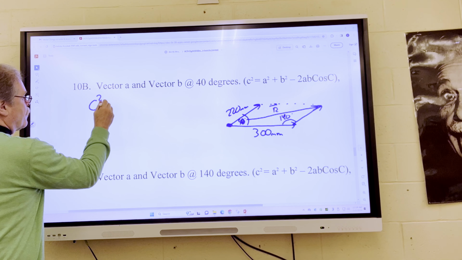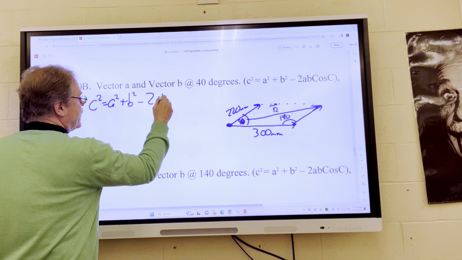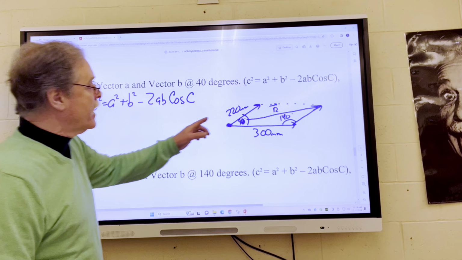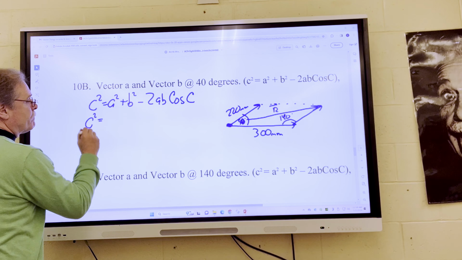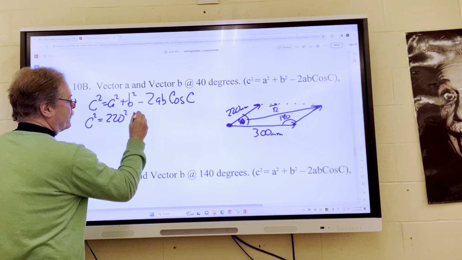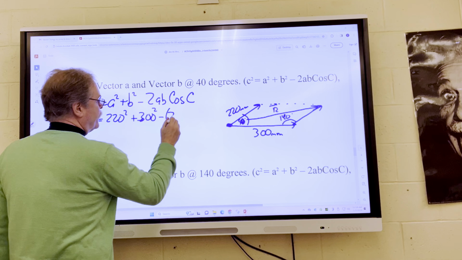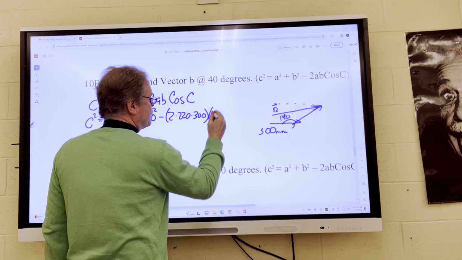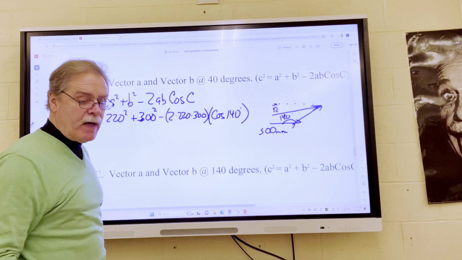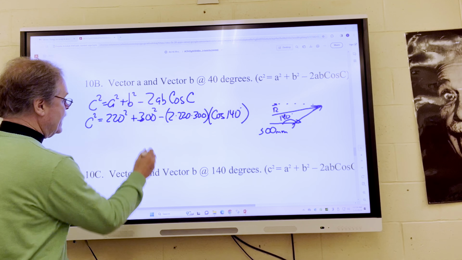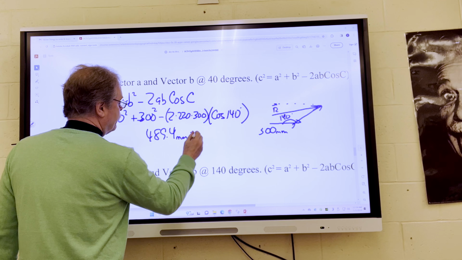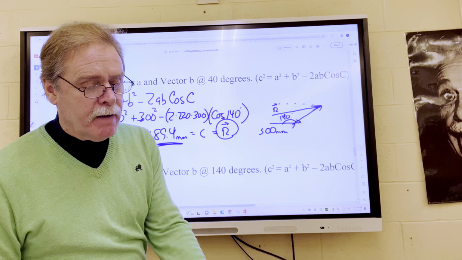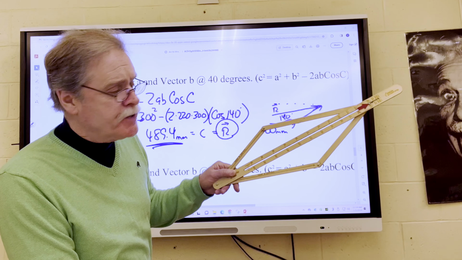You would say c squared equals a squared plus b squared minus 2 times a times b times the cosine of c, using the law of cosines to solve for side c, which in this case would be the resultant, okay? So you would say c squared equals 220 squared plus 300 squared minus 2 times 220 times 300, times the cosine of 140 degrees. And if you do that, of course, this is going to come out to be 489.4 millimeters. That would be side C, which would be our resultant, okay? And again, the accuracy of the vector thingy is astounding because it comes out to be a very small percentage of error here on this.